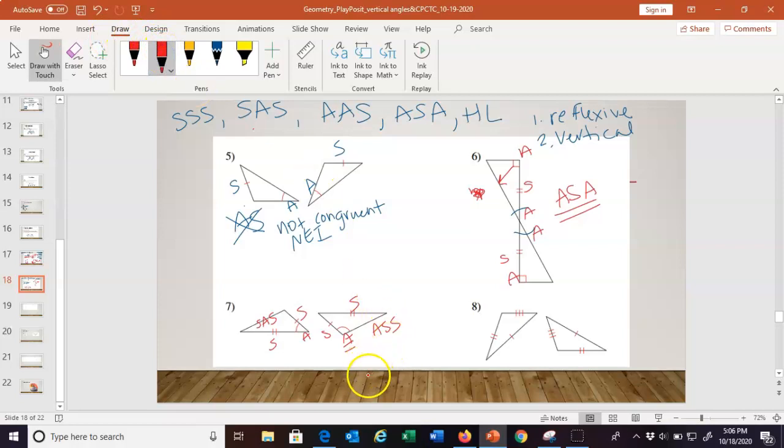So this one's a little tricky. The triangles look like they could be congruent. One of them is flipped upside down, but remember, we don't have bad words in math, so this is not congruent.